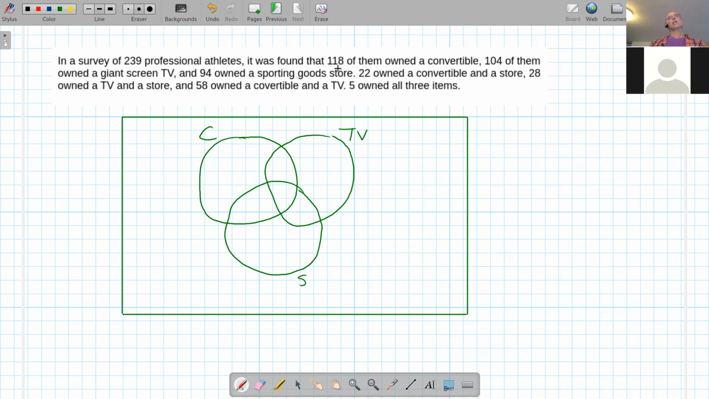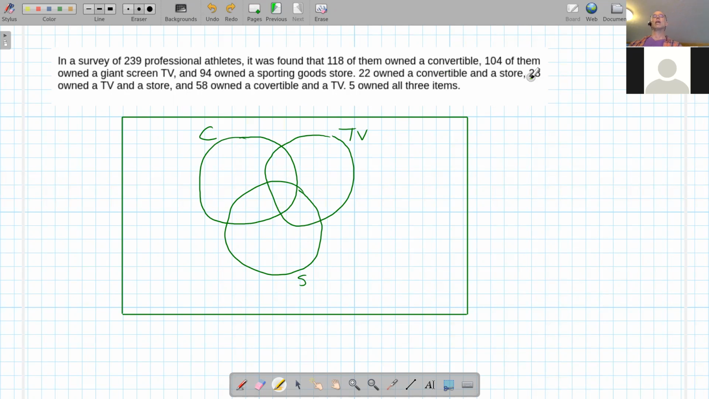Now, the problem here is it says 118 of them owned a convertible. So those 118 live somewhere in this circle, but I don't know where because there are 4 different places those 118 athletes live. Don't have enough information to deal with the 118 yet. So I'm gonna have to back off from that one. Same problem is going to be with the 104 that own the giant screen TV. Some live here, some live there, some live there. 94 of the sporting goods store. Again, I don't know where they are in these 4 places.